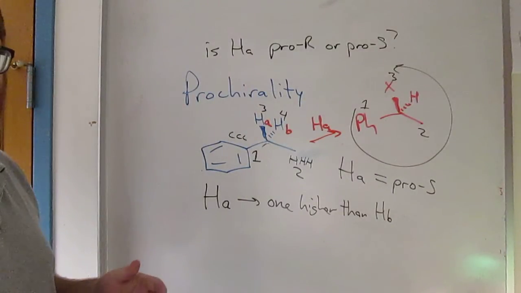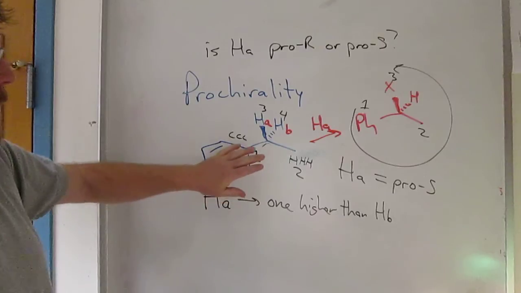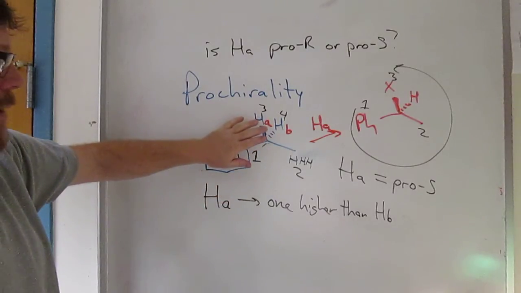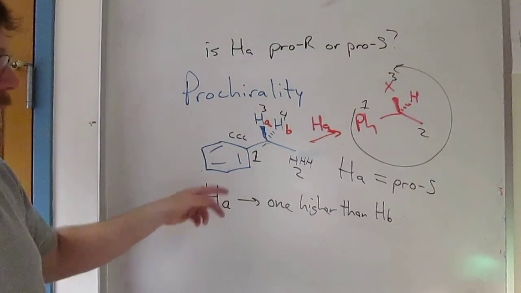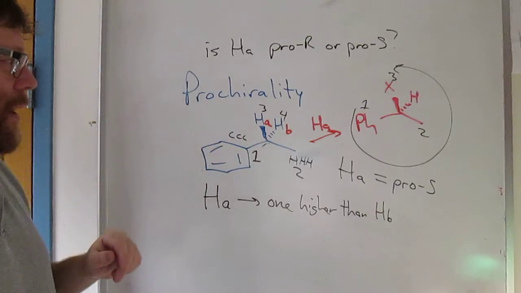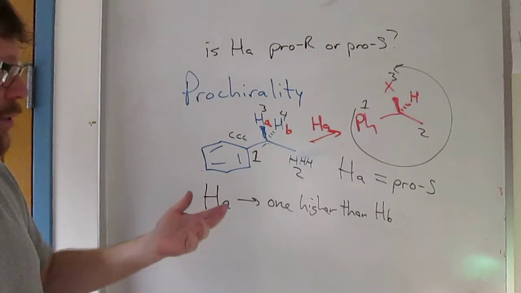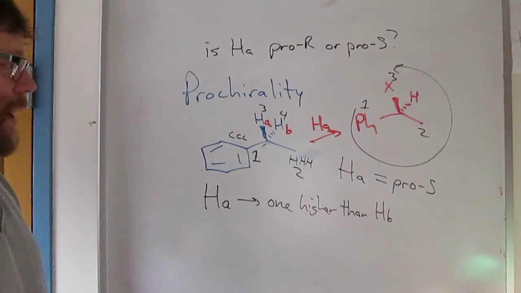And so like I said before in Prochirality 1, there might be an enzyme that has an affinity or a selectivity for the Pro S proton. If it did, it would only take HA. If it had an affinity for Pro R, the Pro R proton, it would only take HB.